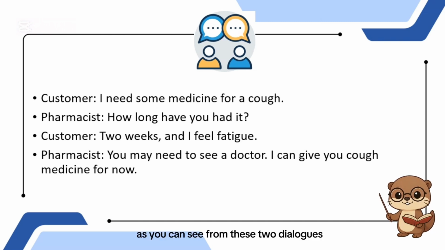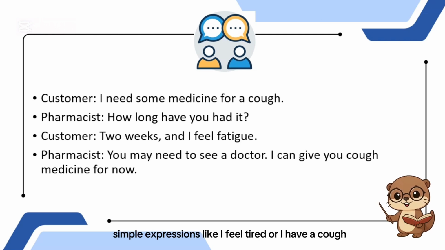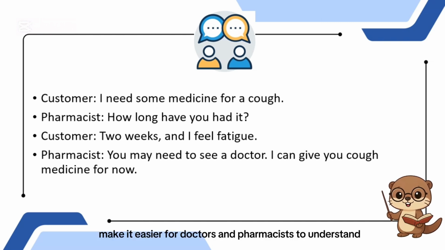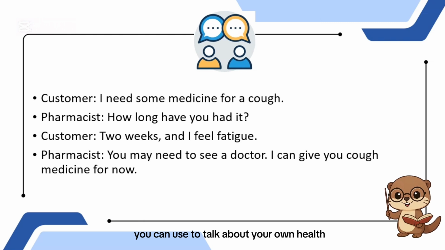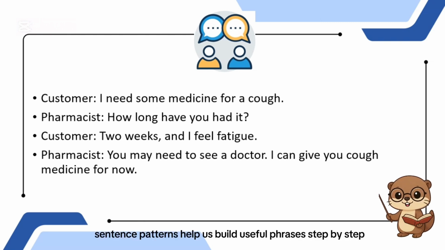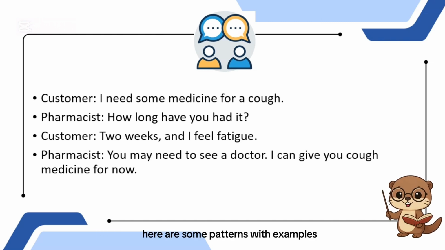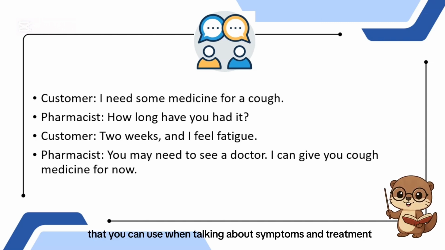As you can see from these 2 dialogues, simple expressions like I feel tired or I have a cough make it easier for doctors and pharmacists to understand what is wrong. Next, let's look at some sentence patterns you can use to talk about your own health. Sentence patterns help us build useful phrases step by step. Here are some patterns with examples that you can use when talking about symptoms and treatment.